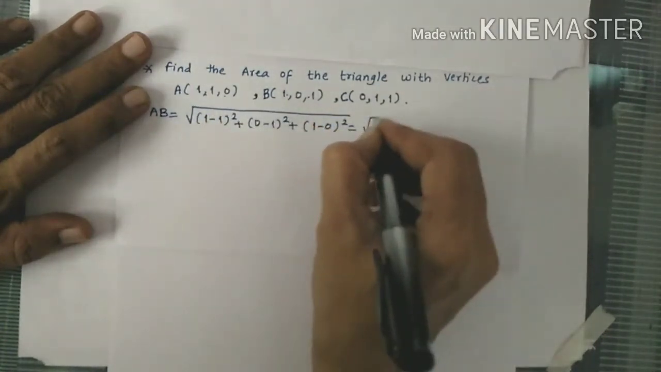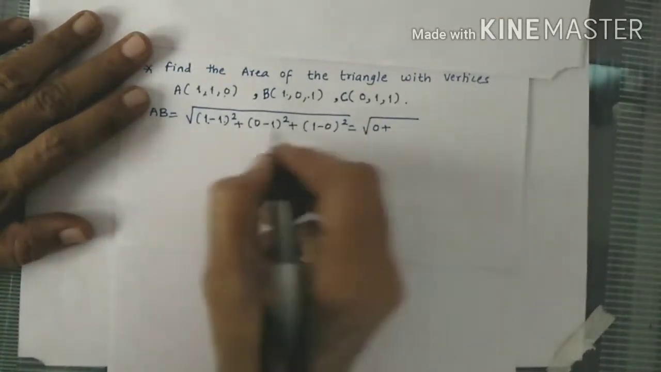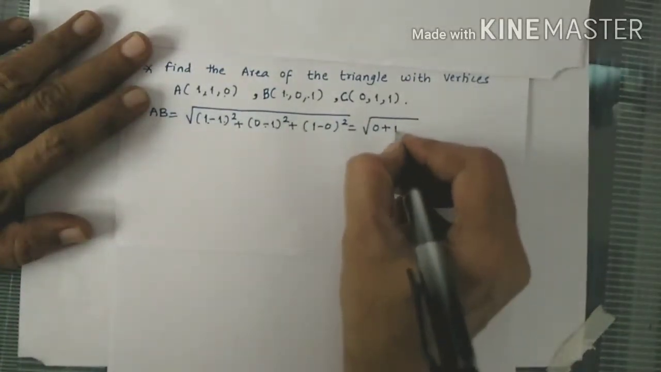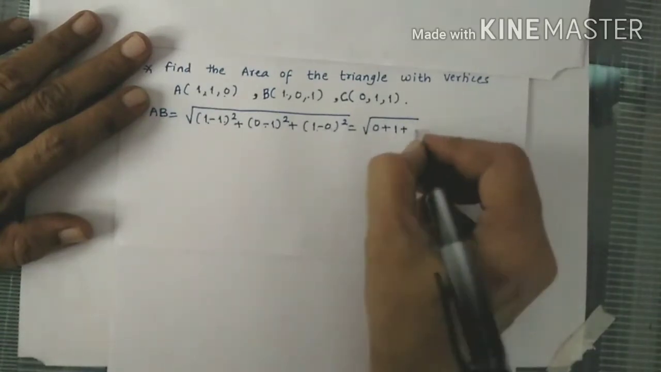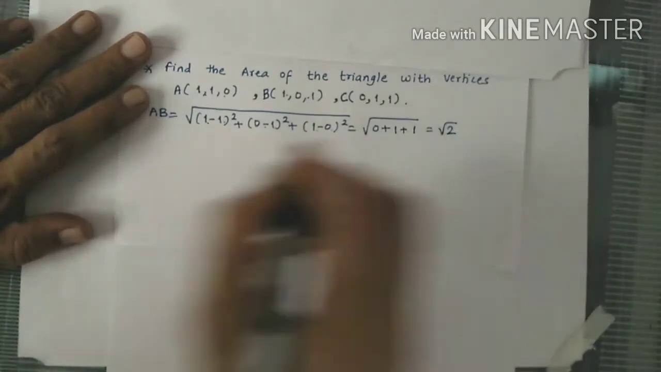So that is root of (1 minus 1) which is 0. Then (0 minus 1) square is 1. (1 minus 0) square is again 1. So that is root 2.